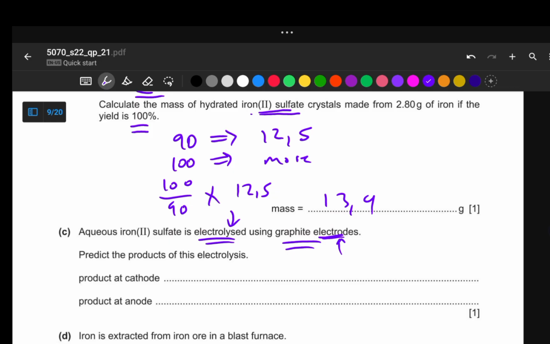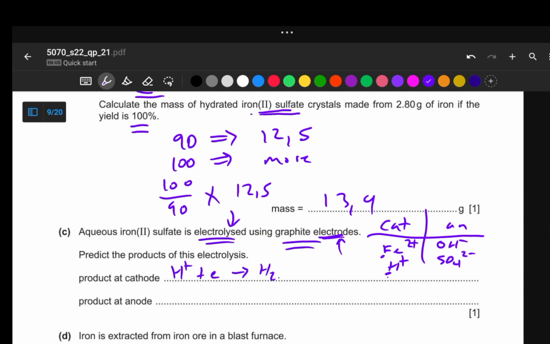We are using aqueous solution. So first you need to identify the cations and then the anions. For the cations we are going to have iron(II) and then the proton. For the anions we have the hydroxide ion and then the sulfate ion. So we go straight to the reactivity series. This one is more stable than this one, so we are going to discharge the proton. We are going to reduce the proton to hydrogen gas, so we have this reaction plus the electron to give hydrogen gas. So 2 here, then a 2 here, gas here, and then aqueous here. Are we together? So this is what you need to understand for the cathode.